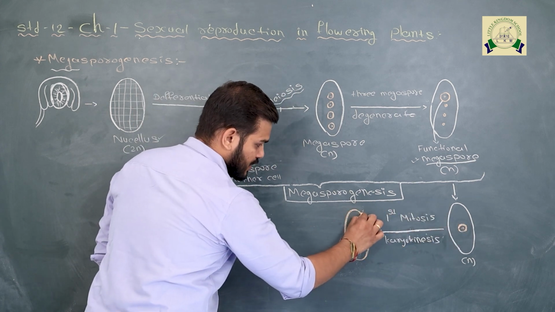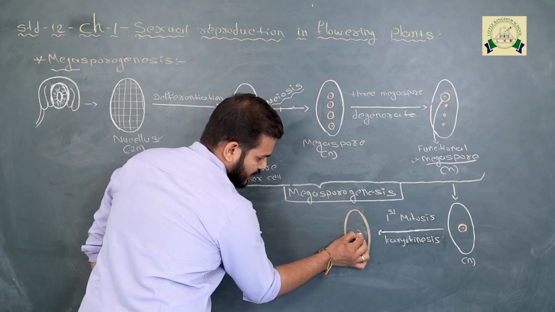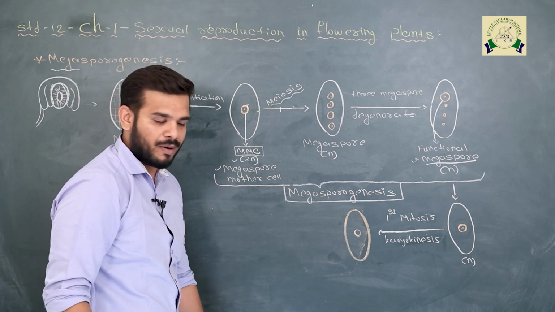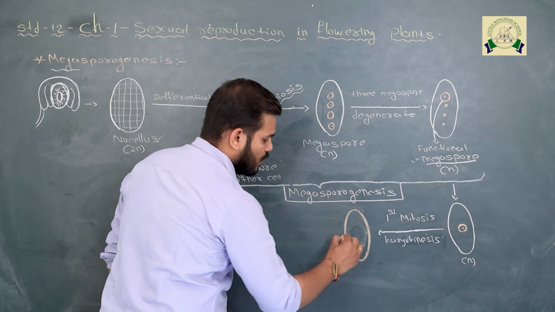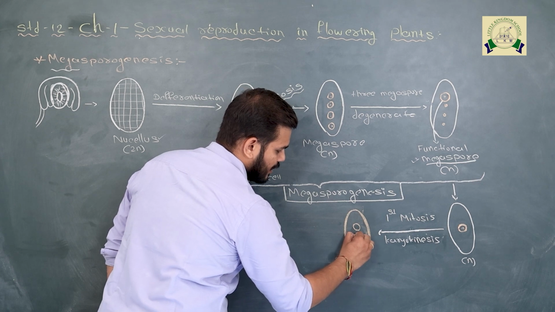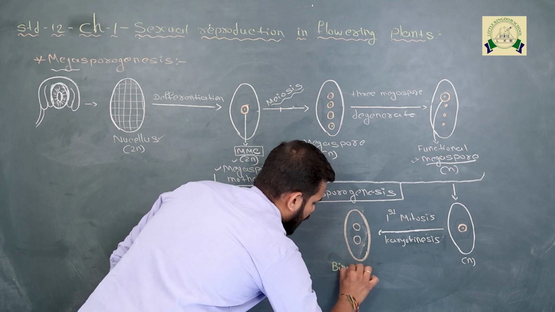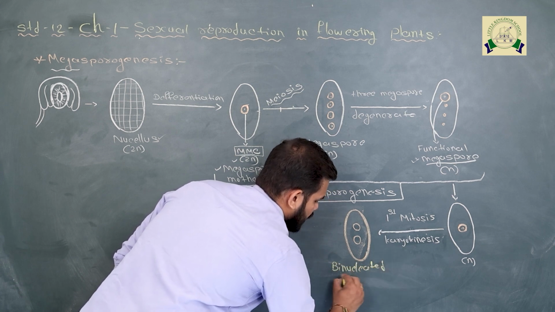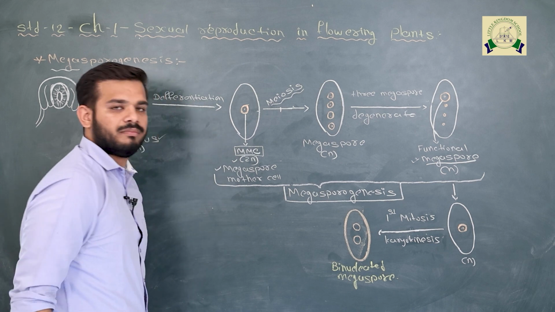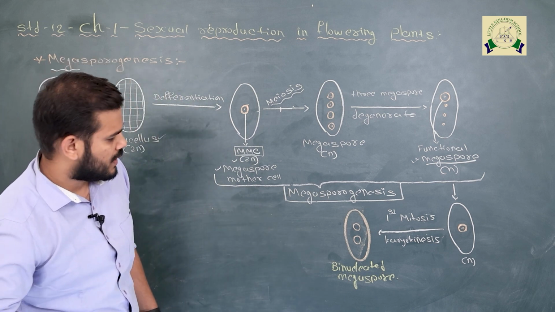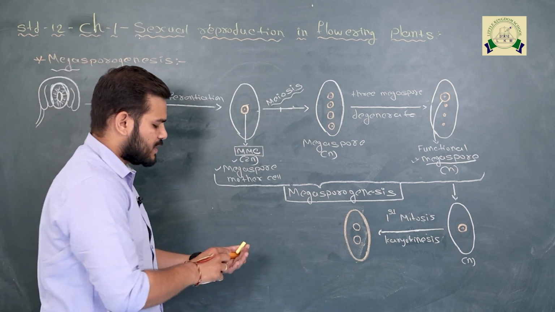Clear? So this one is the megaspore cell, and this one is the nucleus present inside the megaspore cell. But after mitosis, what happened? This single nucleated megaspore now becomes binucleated. So we get a binucleated megaspore. Actually, this labeling is not important for your board level, so we are removing it. If you want to remember it, you can, but it is not that important.